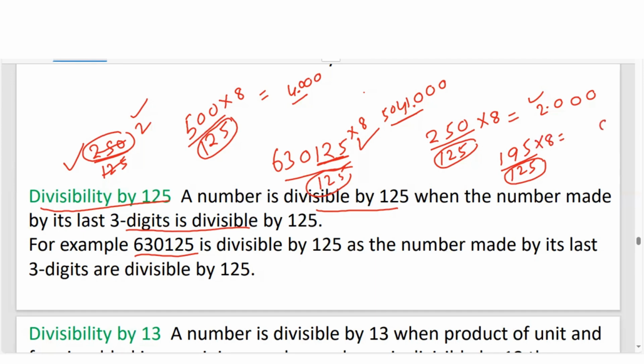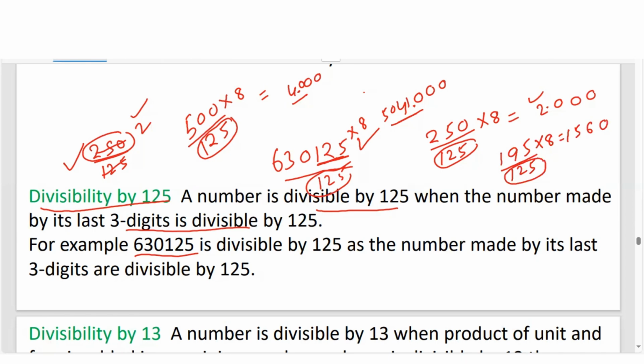So 8 5s are 40, carry 4. 8 9s are 72 and 4 is 76. And 8 1s are 8 and 7 is 15. Again, see: 8 5s are 40, 0 carry 4. 8 9s are 72, 72 and 4 is 76, carry 7. 8 1s are 8, 7 is 15, so 1560.